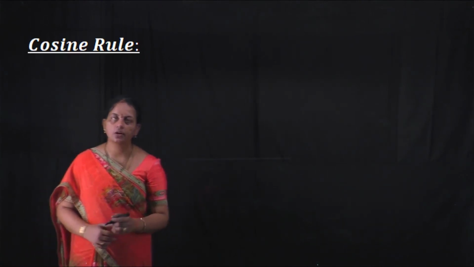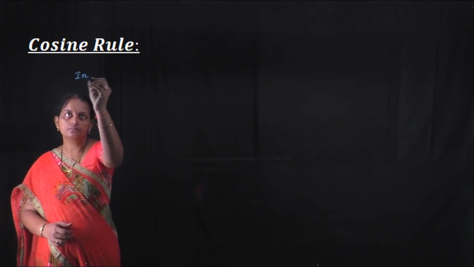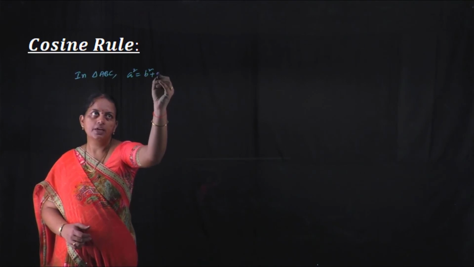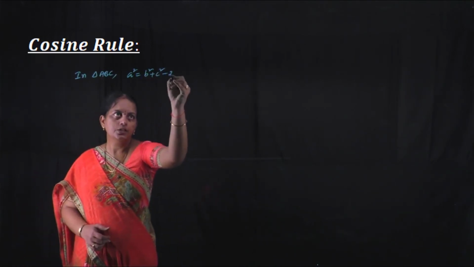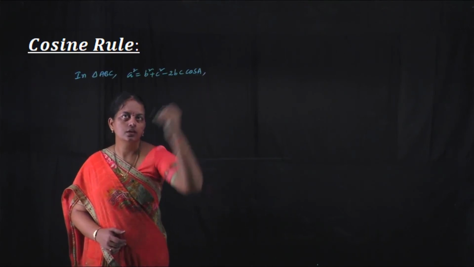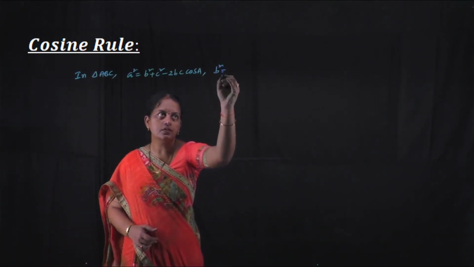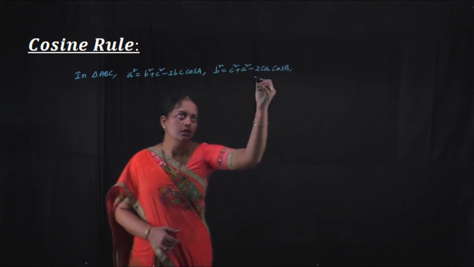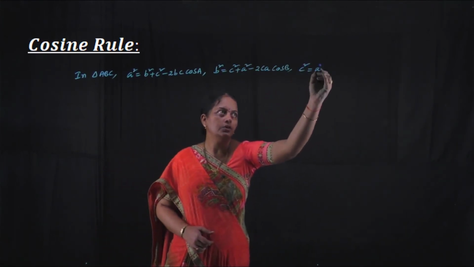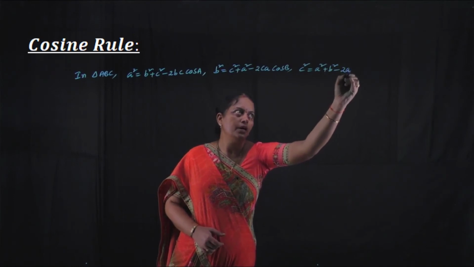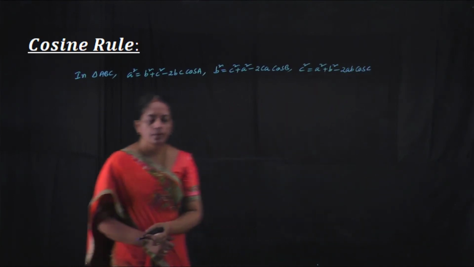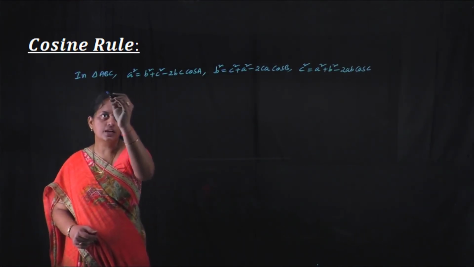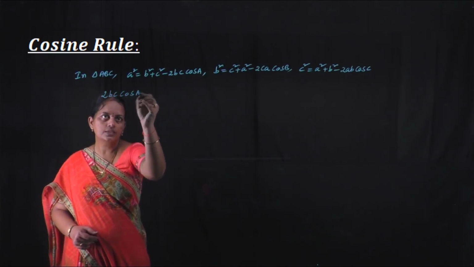What is the cosine rule? In triangle ABC, a square equals b square plus c square minus 2bc cos A. Similarly, b square is equal to c square plus a square minus 2ca cos B, and c square is equal to a square plus b square minus 2ab cos C.